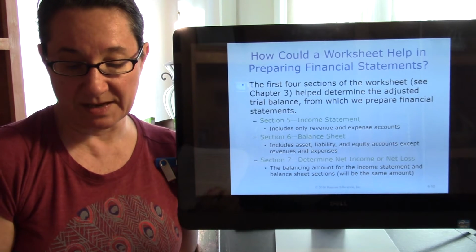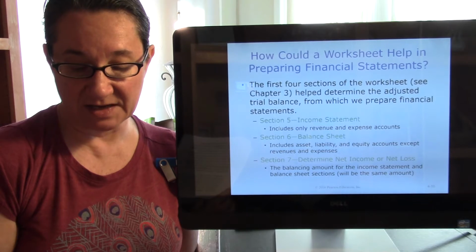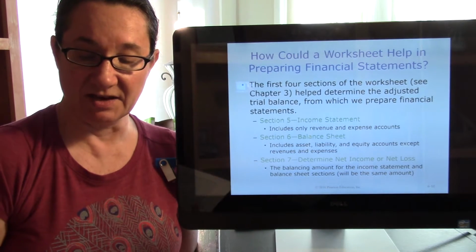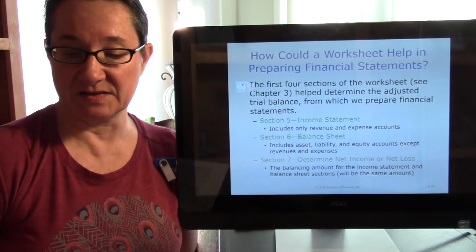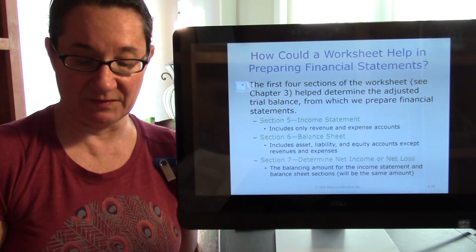If net income exists, the balance will be entered in the debit column of the income statement section and the credit column of the balance sheet section. If net loss exists, the balance will be entered in the credit column of the income statement section and the debit column of the balance sheet section.